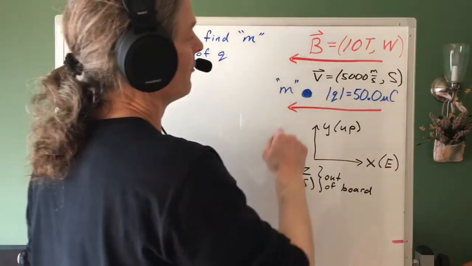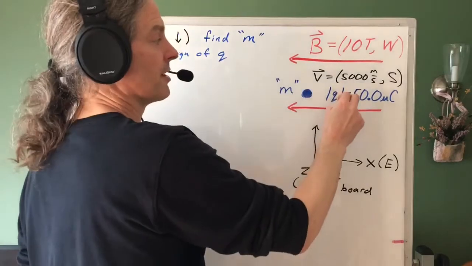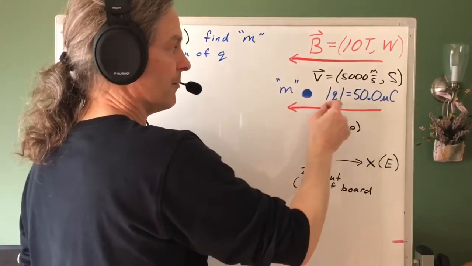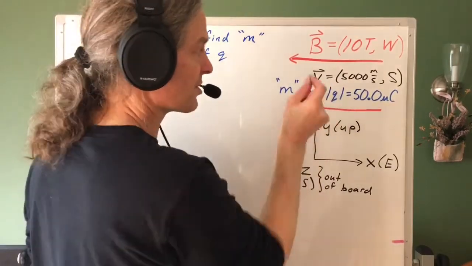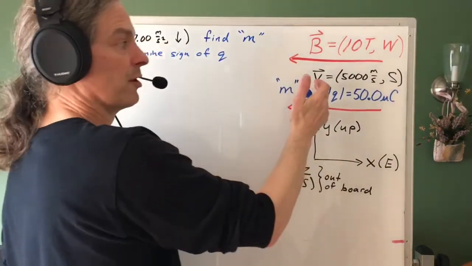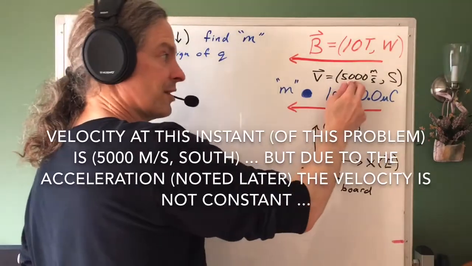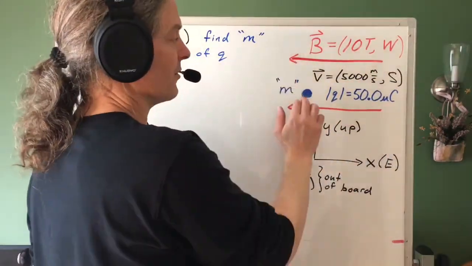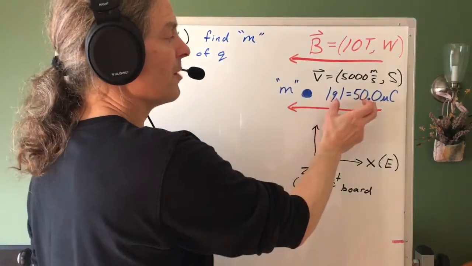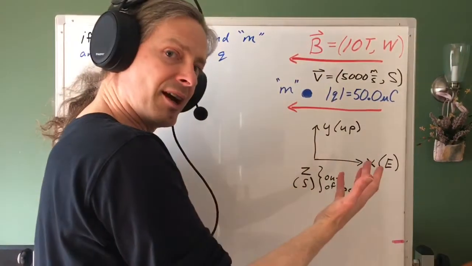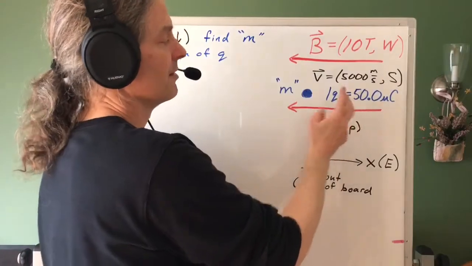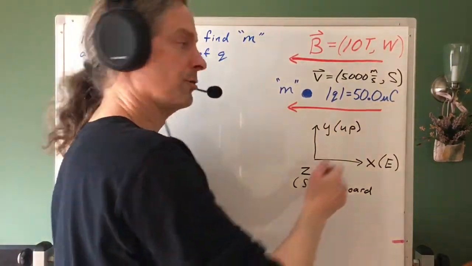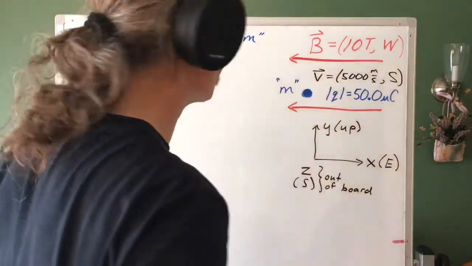We have a charged particle that has a speed of 5,000 meters per second. The direction of its velocity is south, so that'd be coming out of the board. So overall, the velocity is 5,000 meters per second south. We don't know the mass of this charged particle. We know something about its charge. We don't know the sign of it, but let's say we're given that the absolute value of the charge is 50 microcoulombs, where micro is 10 to the minus sixth.